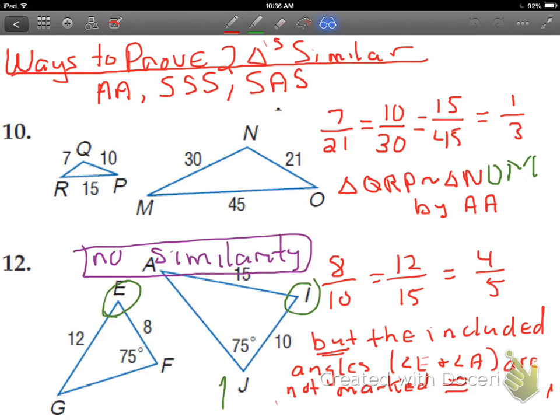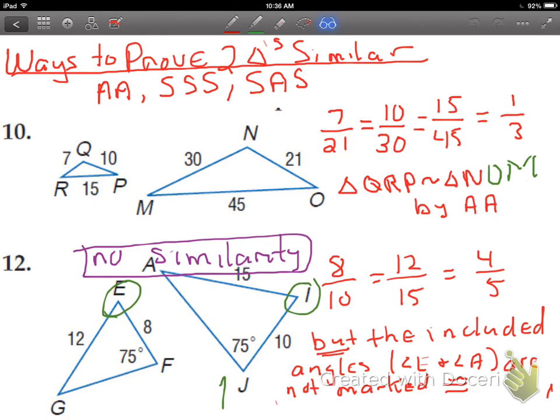Notice that if I do call the first triangle QRP, I'm going down the short side and then the long side when I say the letters QRP in that order. I must take the same trip around the other triangle, and if I go short followed by long, I'm going to have NOM.